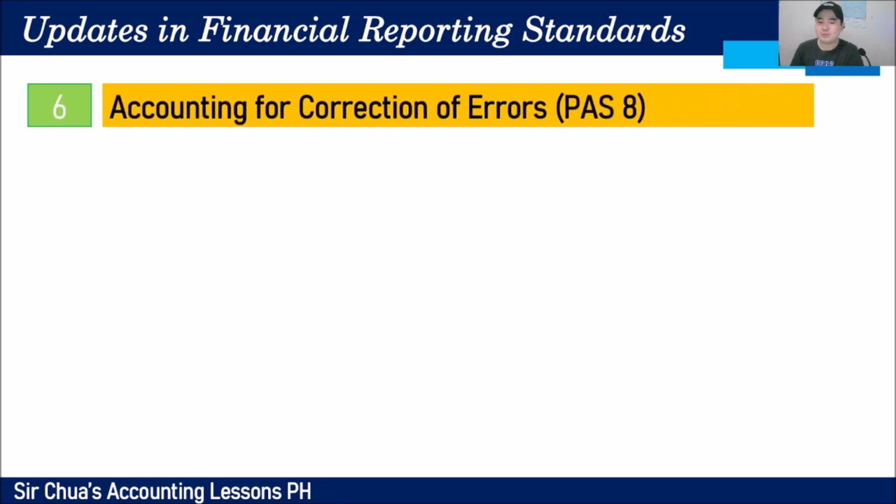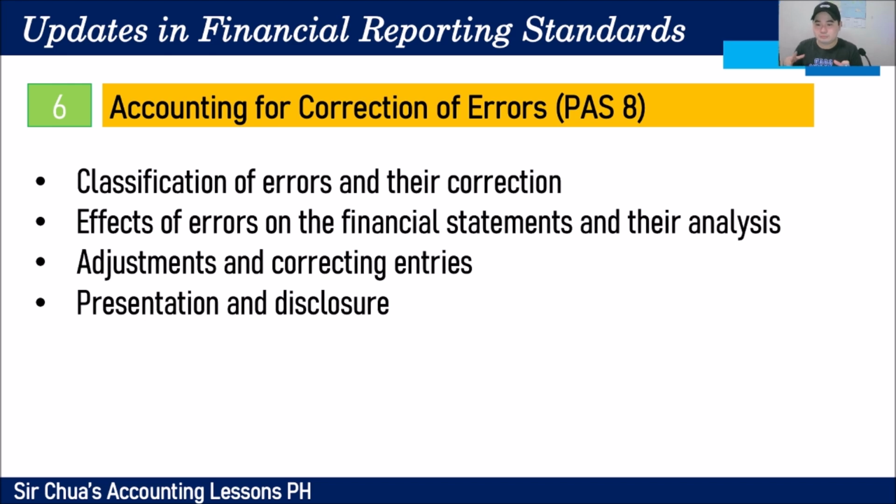Okay, and then we will also be talking about PAS 8, which is accounting policies, changes in accounting estimates and errors. That's actually the title of PAS 8, but we will be focusing here on the correction of errors. So what are the different kinds of errors and how to correct them, and then how to analyze their effects in the financial statements, how to adjust them, how to correct them, and how to properly present these and the disclosures that are needed for these errors.